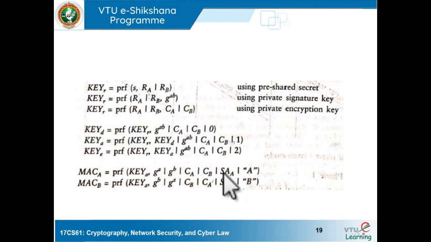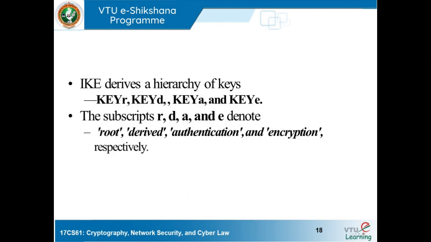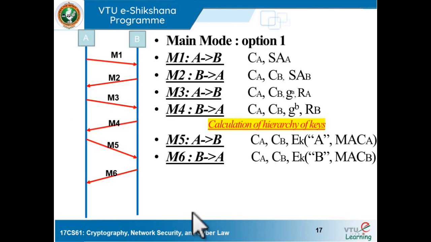This is also included in case of MAC. And we can also see that MAC A or MAC B includes the identities of their sides. Now, having understood all the keys and the generation of MAC, let us get back to our previous diagram.